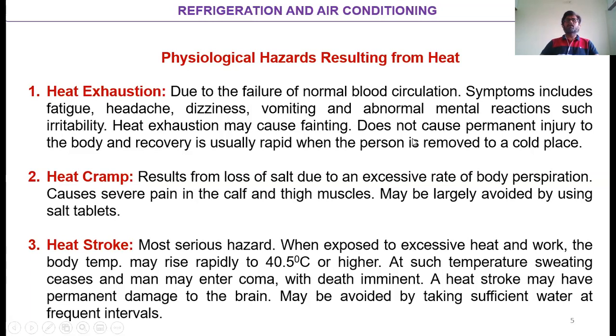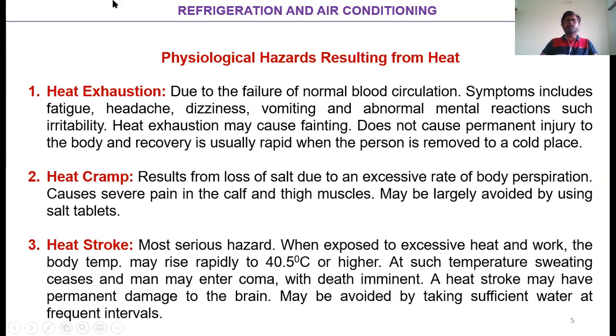And even though this heat exhaustion does not cause permanent injury to the body, and the recovery is usually rapid when the person is removed to a colder place, you can take that person away from the direct sunlight and immediately move that person to a somewhat colder place, so that the recovery may be rapid to overcome the hazard of heat exhaustion.